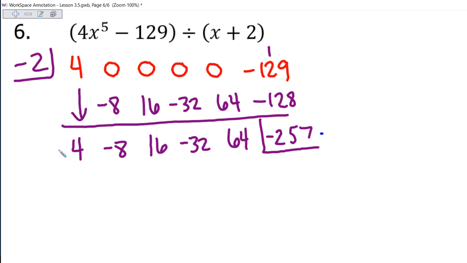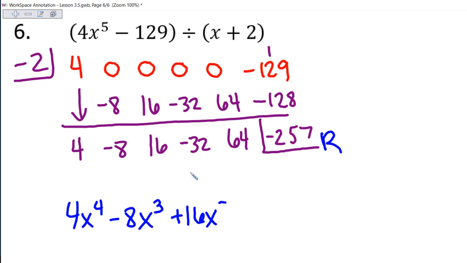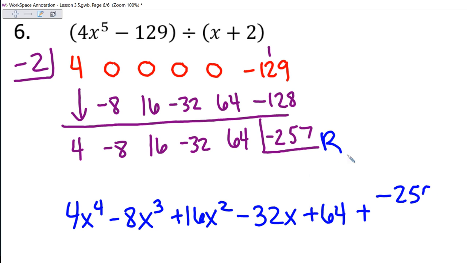So dropping it a degree, instead of x to the 5th, we drop it to x to the 4th. So 4x to the 4th minus 8x cubed plus 16x squared minus 32x plus 64 plus remainder over binomial. And just like yesterday, if you don't want to add a negative, you can change this to subtraction, and then the 257 would be positive.